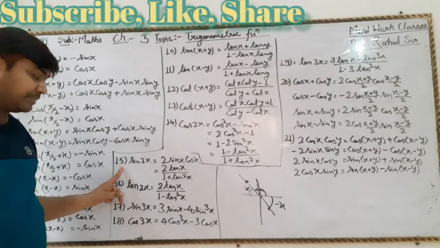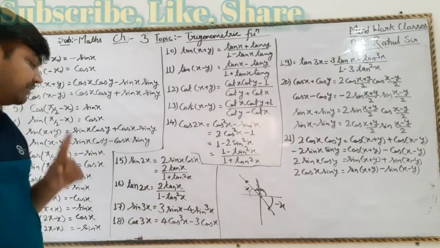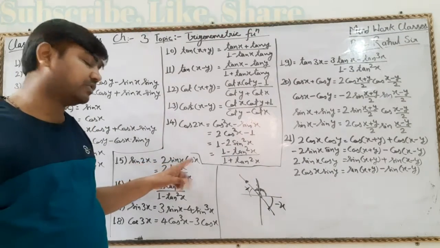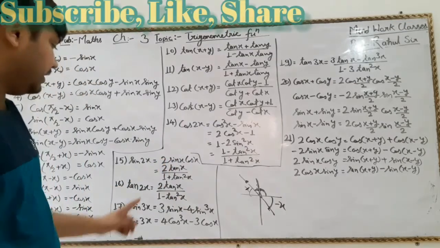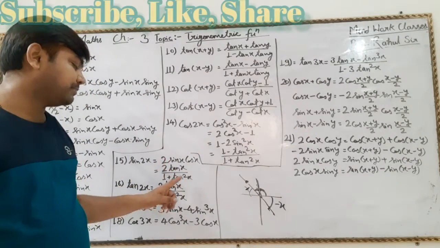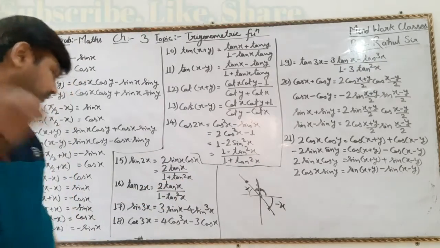Now let's come to the next formula, sin 2x. For sin 2x, the first formula is 2 sin x cos x, and another is 2 tan x upon 1 plus tan square x.